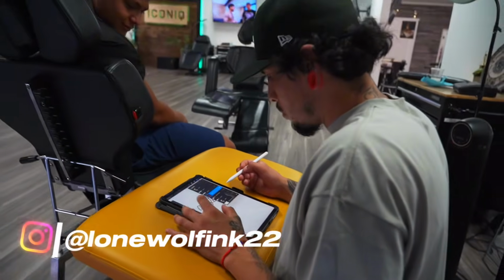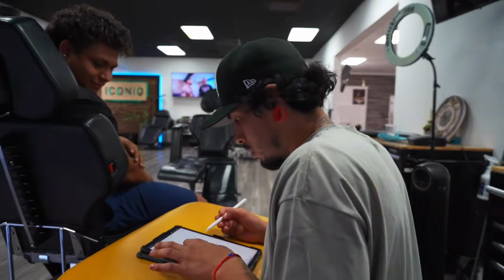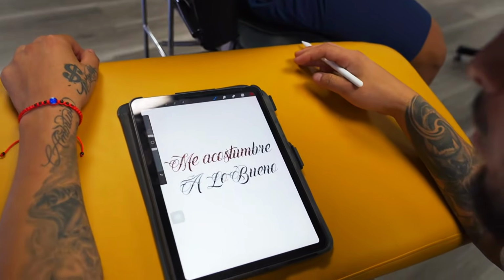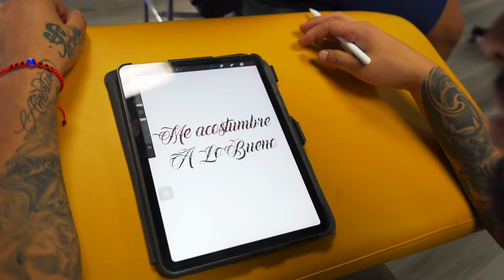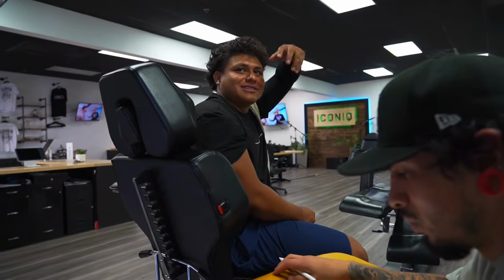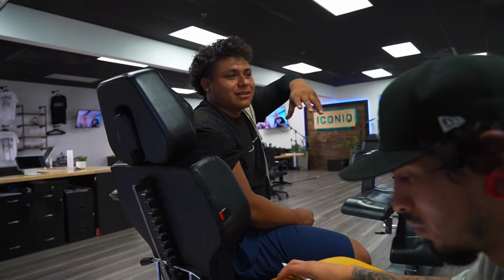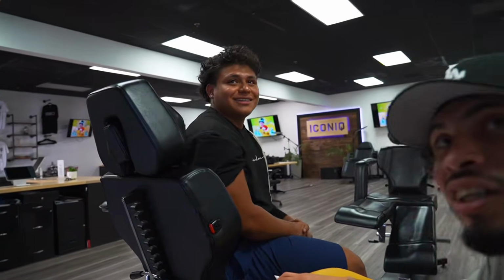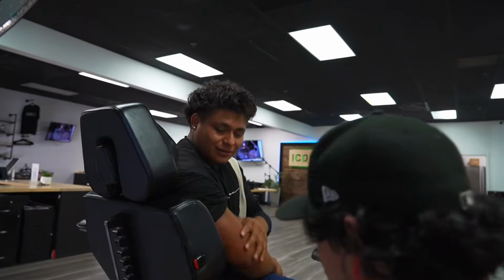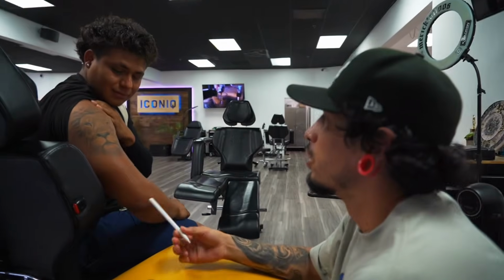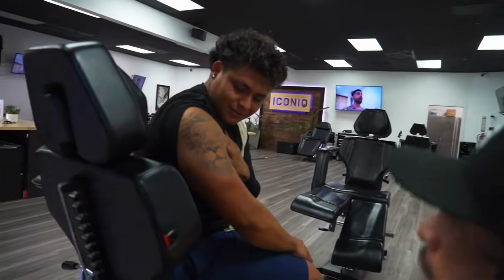What do we got right here, Mr. Lone Wolf? I'm gonna do some lettering today. Sheesh, what does it say? Mi acostumbre a lo bueno. Basically saying life was sad before, and right now only good things are happening, so I'm getting used to it. Getting used to the good life. All right, where are you gonna get this? Right here, and then we're gonna probably give it a little touch up on the lion. Yeah, bring it out a little bit more.